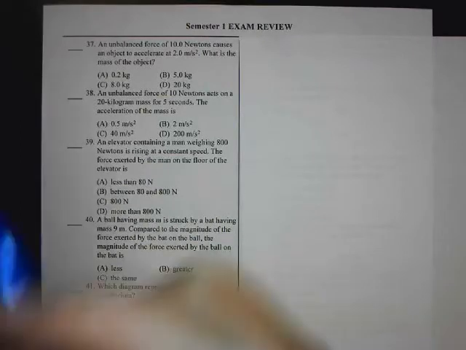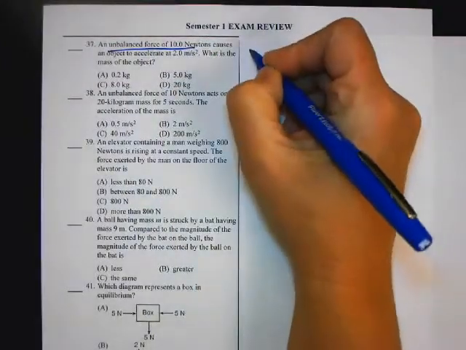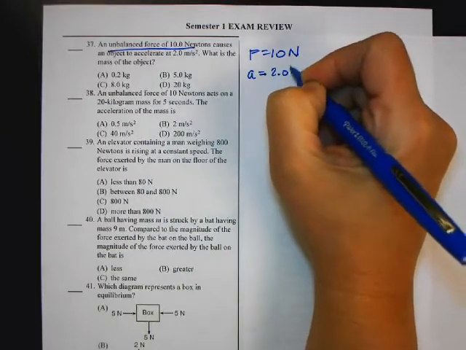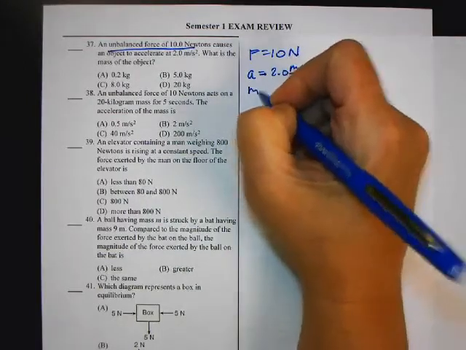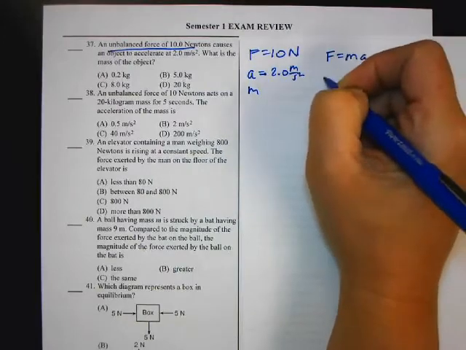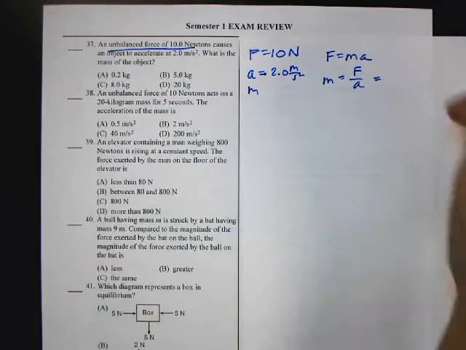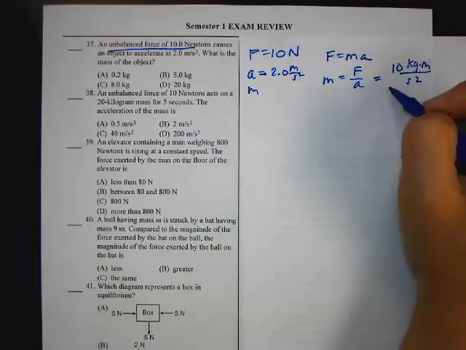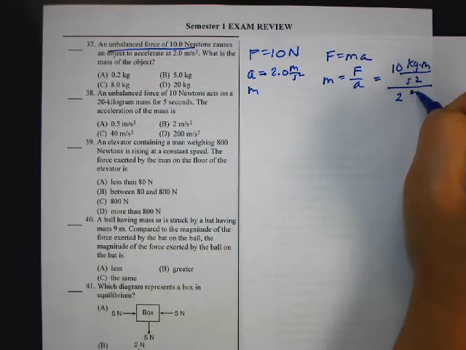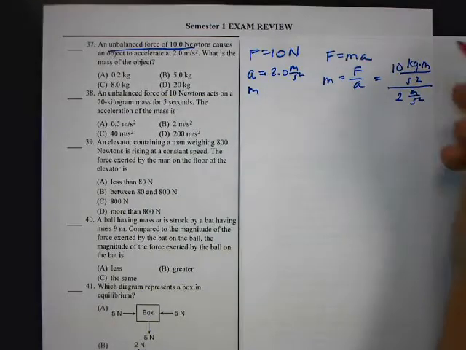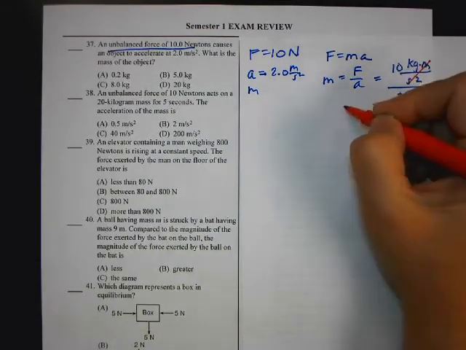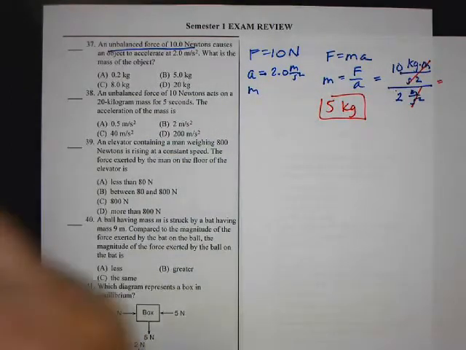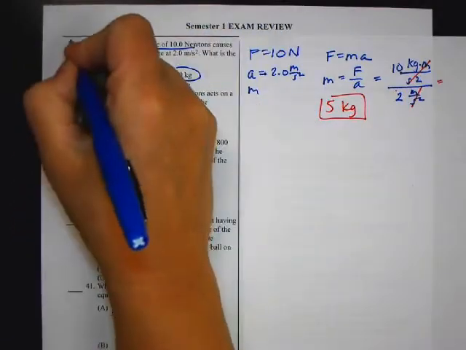All right, number 37 says an unbalanced force, so I know F is equal to 10 newtons, causes an object to accelerate, so A is 2.0 meters per second squared. What is the mass? So F is equal to MA, so M is equal to F over A. So I have 10 kilogram meter per second squared divided by 2 meters per second squared. So the meters per second squared cancels, so I end up with kilograms, and 10 divided by 2 is 5. So the answer to number 37 is B, 5 kilograms.